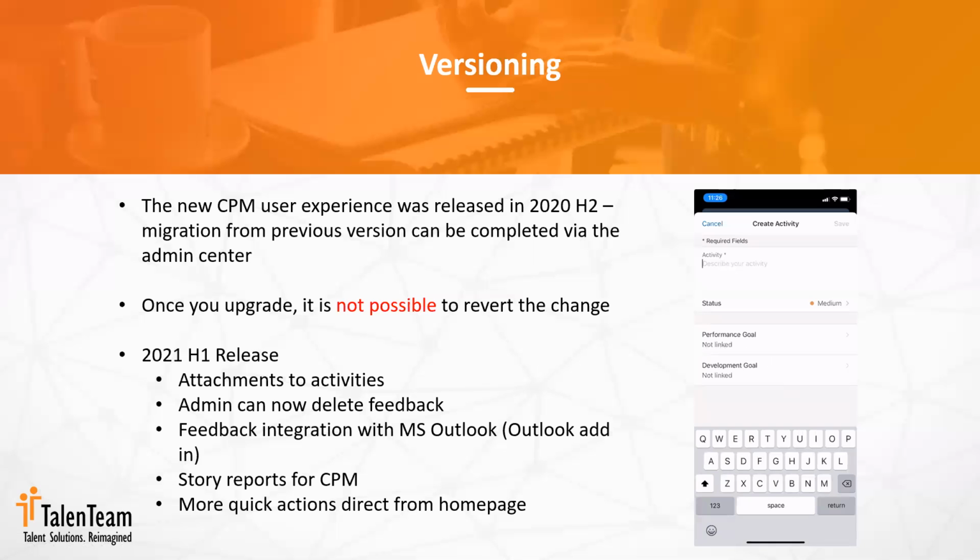Administrators can now delete feedback. There is integration with Microsoft Outlook, so there's a new Outlook add-in, which means you can directly add feedback from Outlook, which looks very good indeed. There are now story reports for CPM, whereas previously you didn't have the ability to report on multi-channels. You do now by the story reporting in People Analytics or CPM. And there are additional quick actions available from the homepage, in terms of the new homepage, so you're able to create activities easily and quickly.